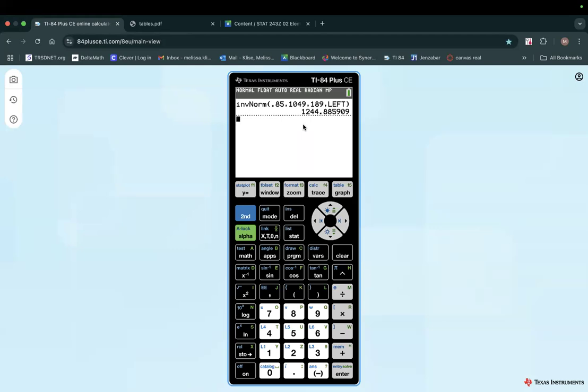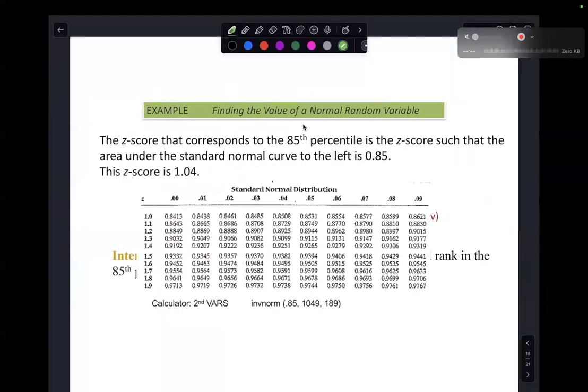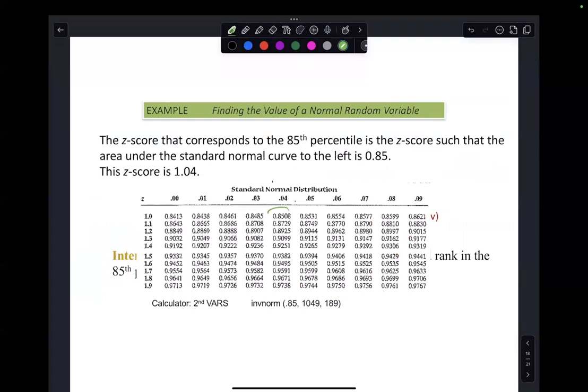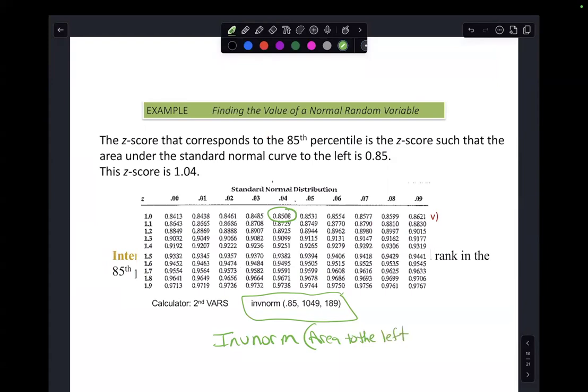I just did this. Oh, whoops, we're not even on there. Okay, this is my math there. I just did this with the Z table. I forgot that that page was there. So we just did that with this right here. That would have been a little easier. And then here's my inverse norm. So inverse norm is just area to the left, then a mean, standard deviation. All right, let's move on.